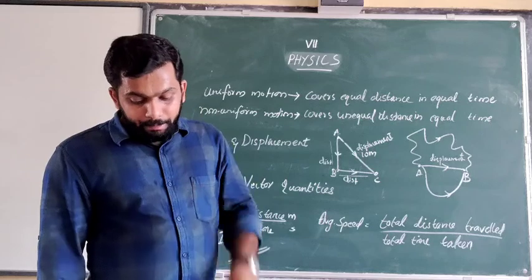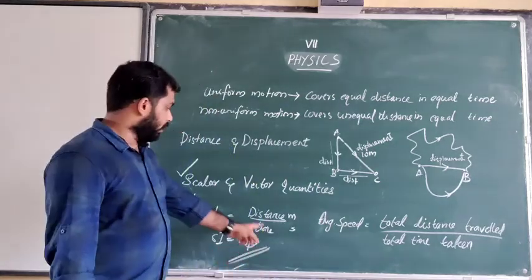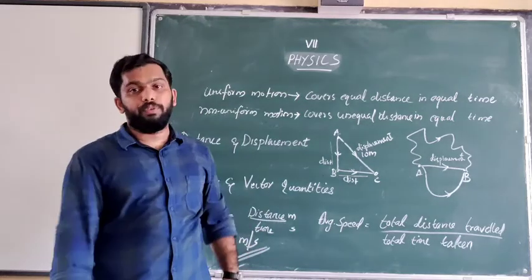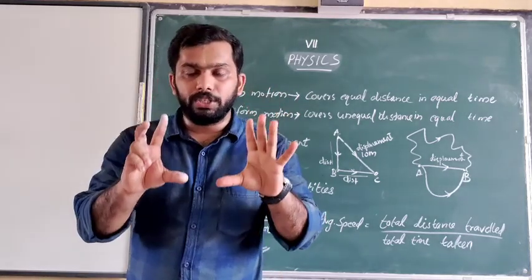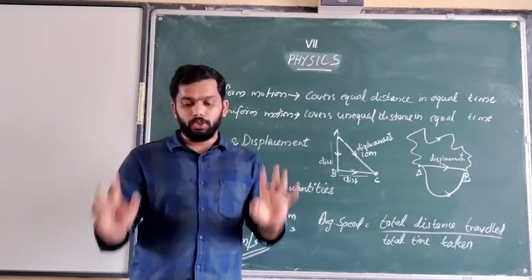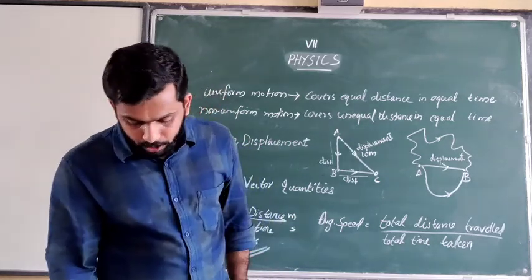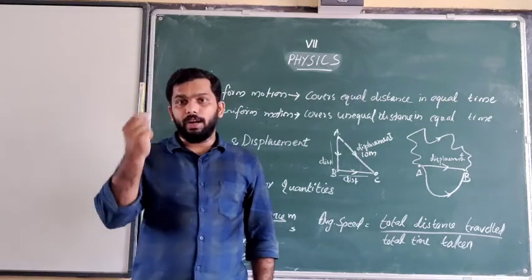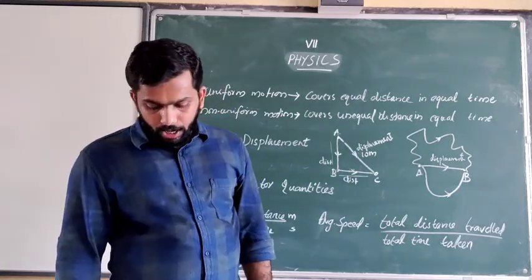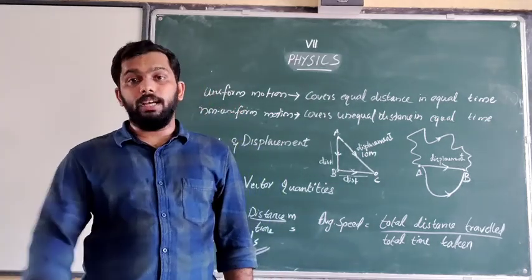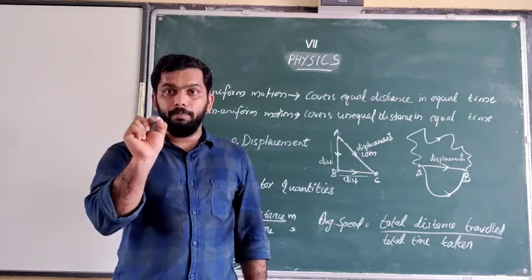Now, uniform speed. Along with speed, we already know about uniform motion. Then what is uniform speed? If the object is covering equal distance in equal intervals of time, then it is known as uniform speed. For example, if an ant moves 1 centimeter in 1 second, and in the next second also 1 centimeter, then we can say that the ant has a uniform speed.